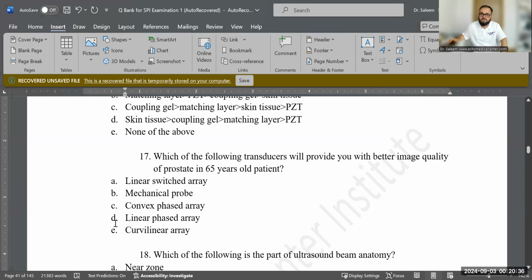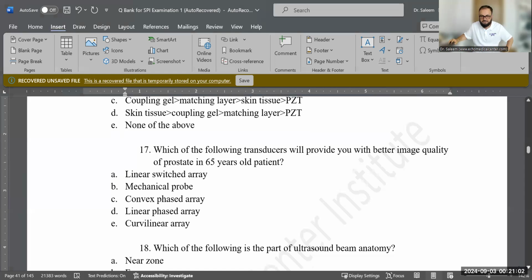Yes, of course. It will be a convex phased array transducer because it's a transrectal probe. It will go very close to the prostate, and then there will be less distance between the probe and the prostate. So you will have a high frequency transducer with a lot better axial resolution because it will produce a shorter SPL, and the image quality will be the best. Correct. Let's do the next question.